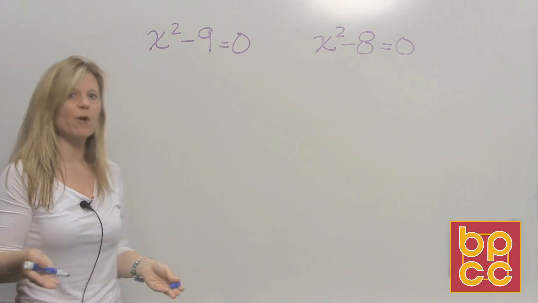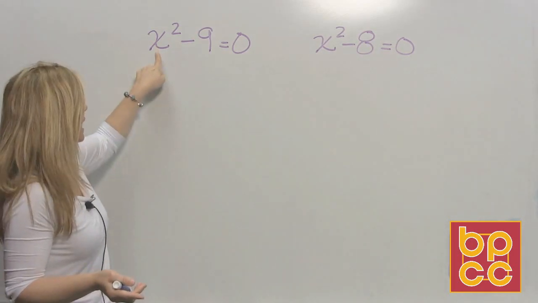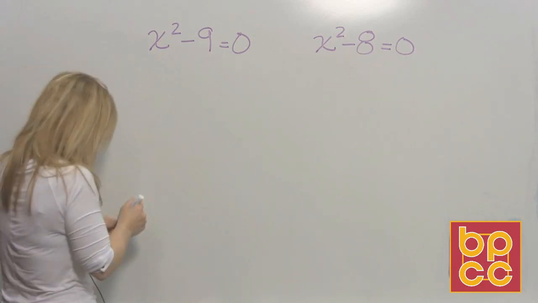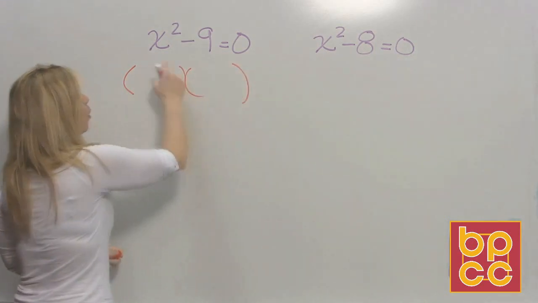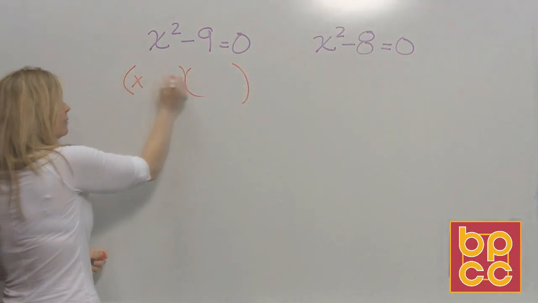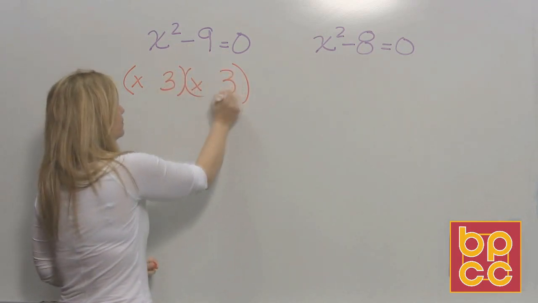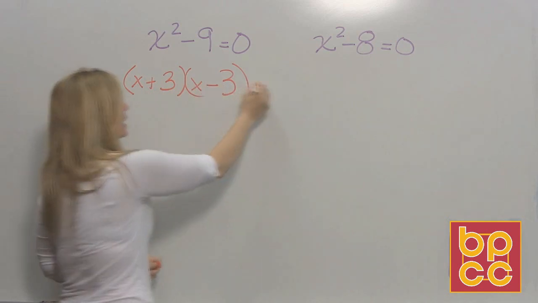Is it a difference of perfect squares? Well, yes, it is. It's a difference, and x squared and 9 are perfect squares. So we would factor this. We'd put 2 parentheses. What times itself is x squared? X. What times itself is 9? 3. To multiply to get a negative, you have to have 1 positive, 1 negative.